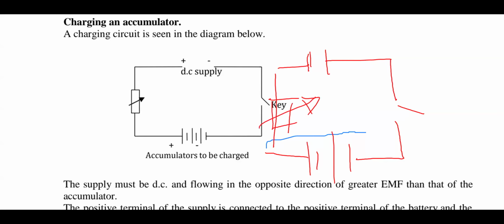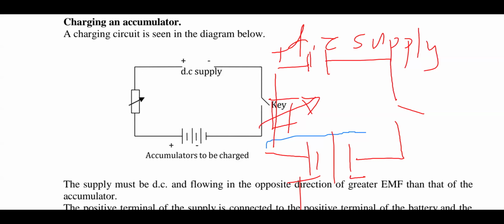Now, when we are charging a circuit, we want to see how it charges. I want to charge the accumulators. This is a negative, and this is a positive. Now this is a DC supply, and the work of this DC supply is to charge the accumulator.